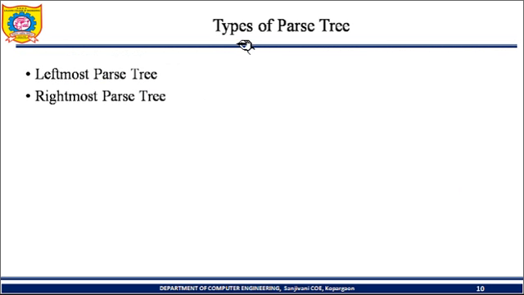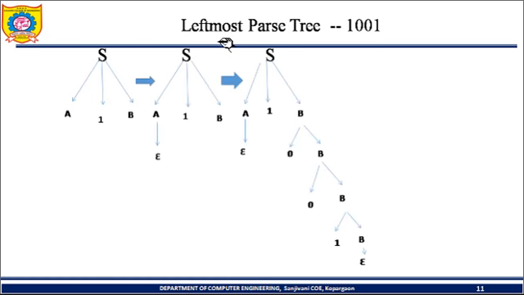Now like the sentential form, the parse tree also has two types: one is the leftmost parse tree and the second is the rightmost parse tree. In the leftmost parse tree, I need to replace the leftmost variable or left child first, and in the rightmost parse tree, I need to replace the right child first with the terminals. So here you can see the leftmost parse tree for 1001. So how to generate the leftmost parse tree?